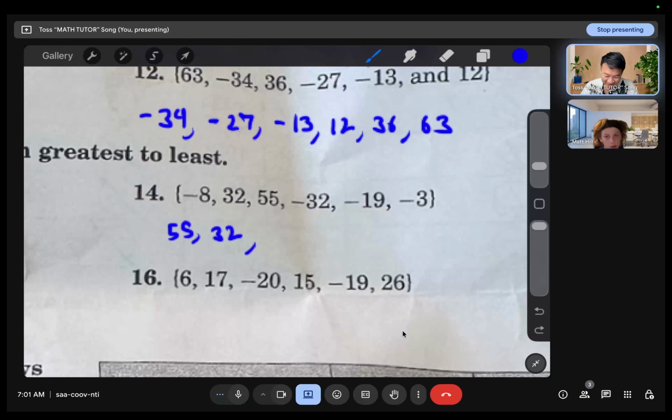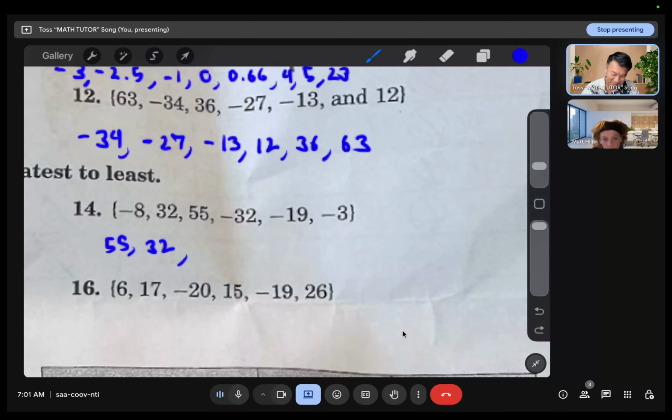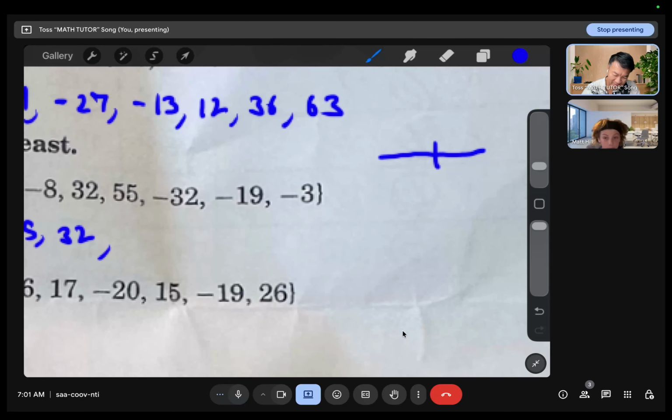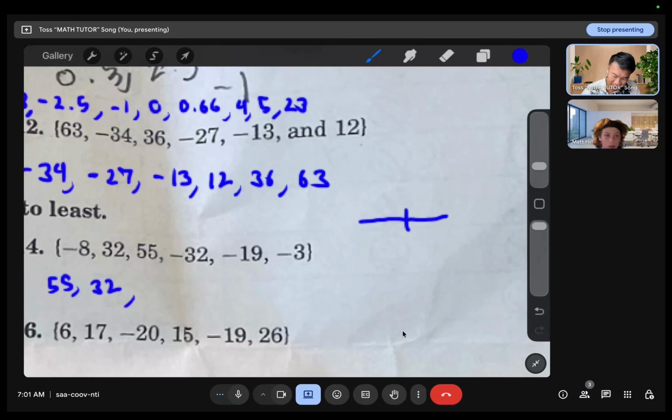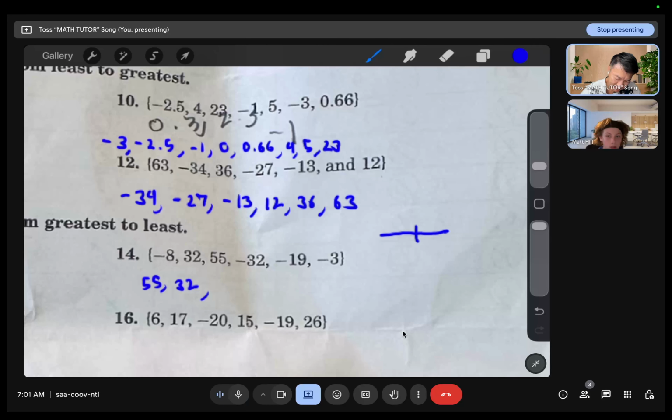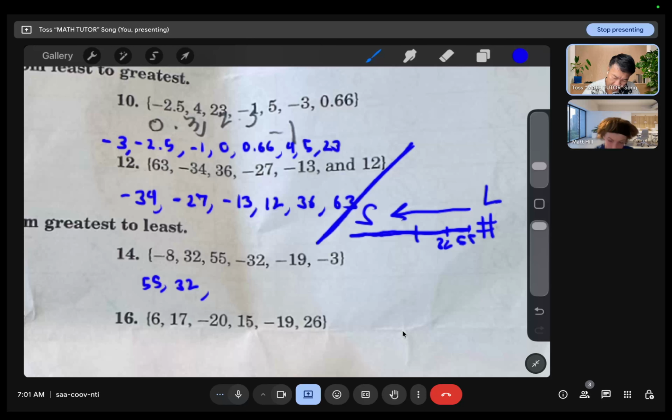Okay, almost. So think number line, right? From greatest to the least. Greatest should be over here, big number over here, and we look this way to the smaller numbers. So 55 way over here. I'm exaggerating a bit. 32, somewhere over here. And 0 should be here, right? I know you don't have 0 there, but I'm writing it as a placeholder.